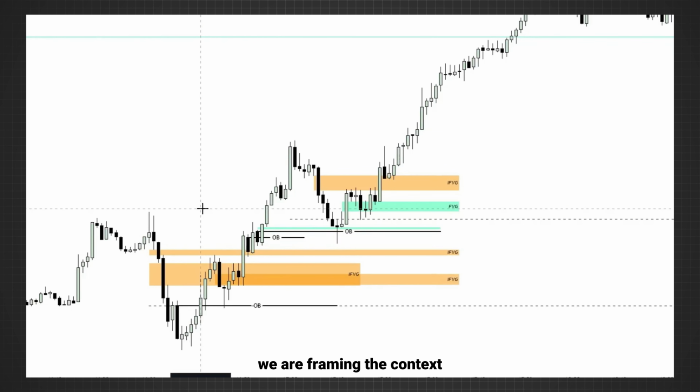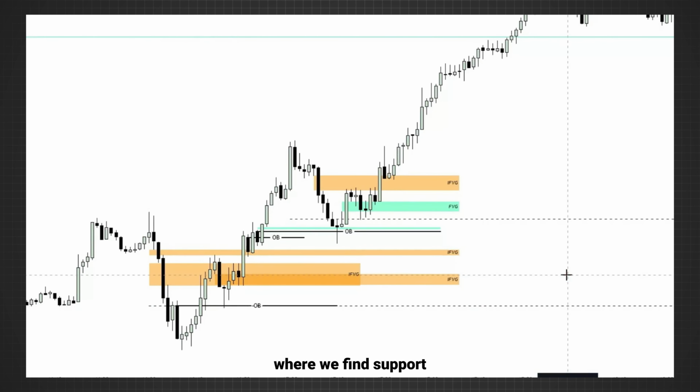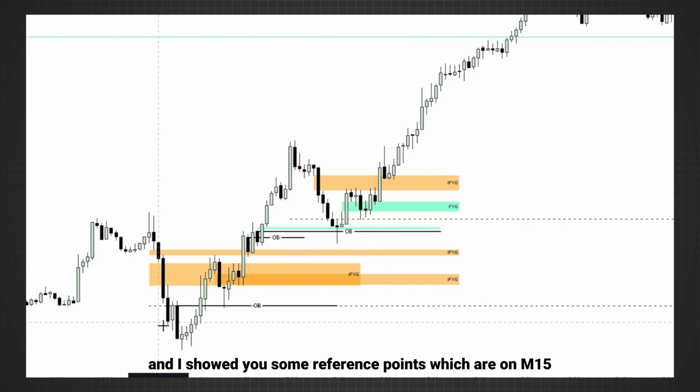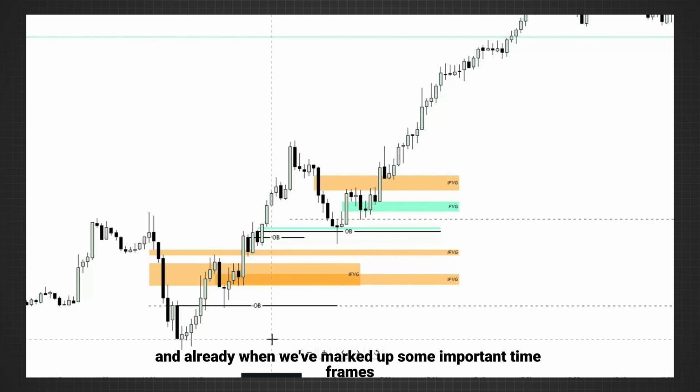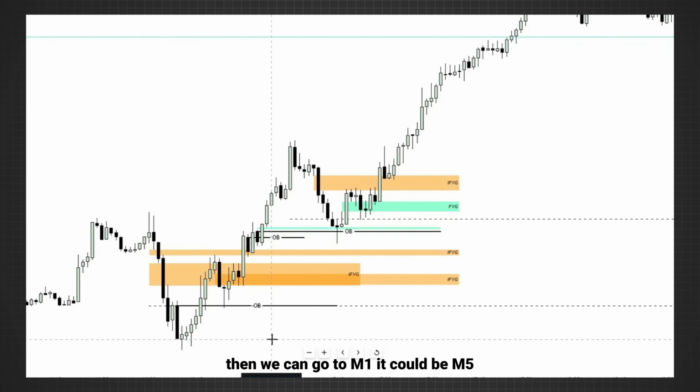In fact, we are framing the context. I showed you the history on H4, where the liquidity is, where we find support, and I showed you some reference points, which are on M15. And already, when we've marked up some important time frames, then we can go to M1. It could be M5. There are super cool scalper trades on M1. But again, you have to be careful with that. Unless you have some sort of higher probability system, be very careful.